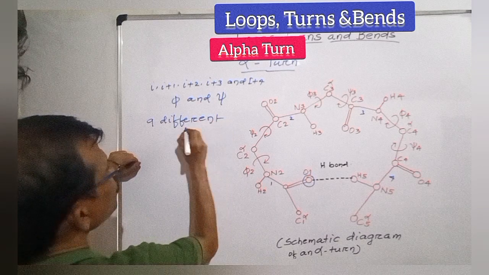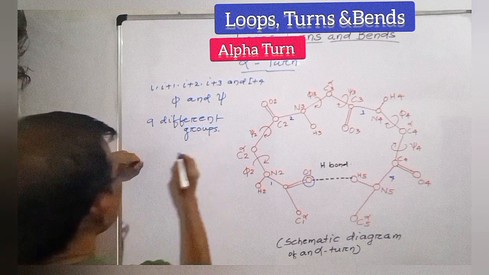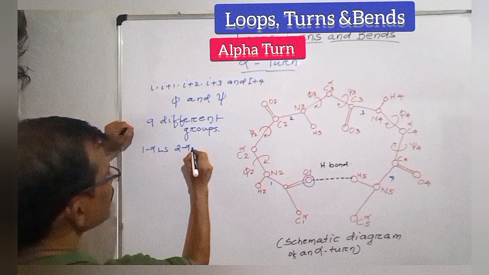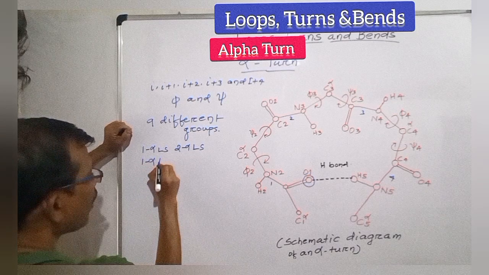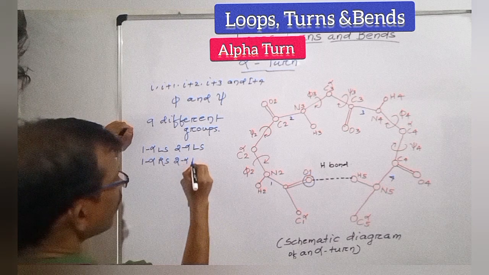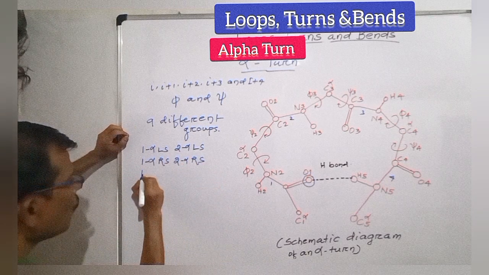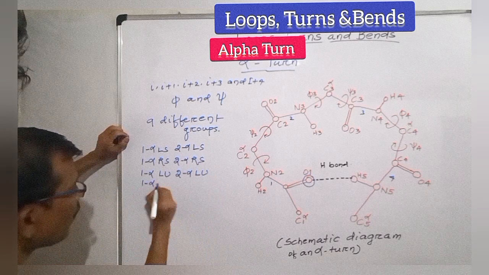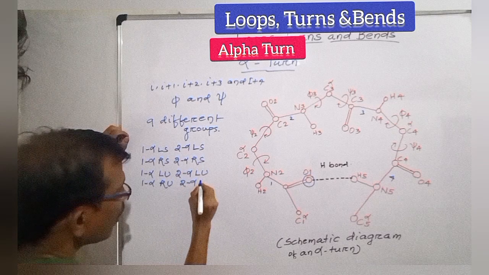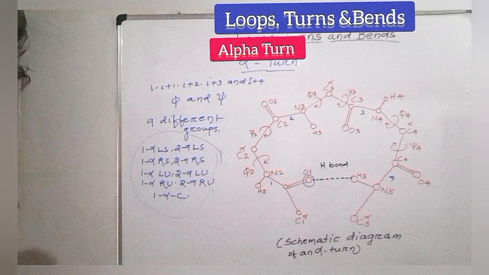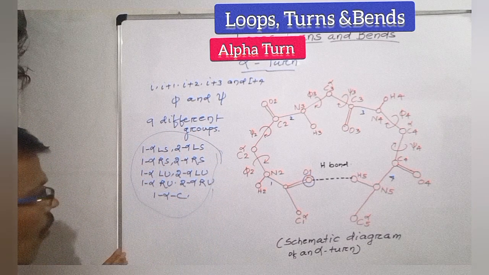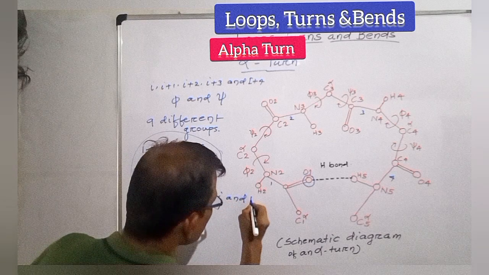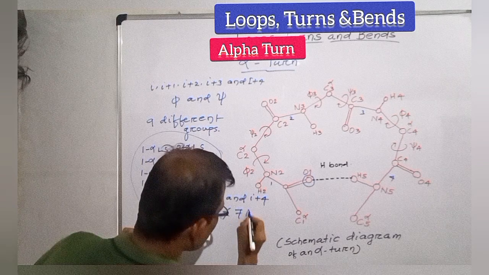The varieties are 1 alpha LS and 2 alpha LS, 1 alpha RS and 2 alpha RS, 1 alpha LU and 2 alpha LU, 1 alpha RU and 2 alpha RU, and 1 alpha C. So these are the 9 different types of alpha turns, all involving 5 amino acids, and the distance between the alpha carbon atoms of residues i and i+4 is less than 7 angstrom.